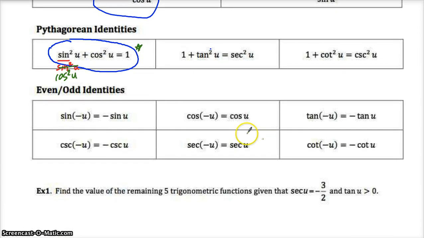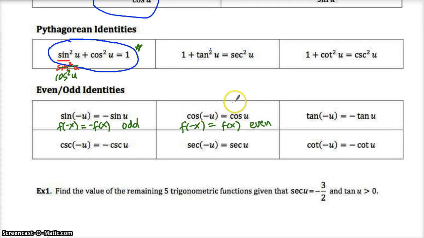Even and odd identities, we will talk more about this, about algebraically how to do it, but if you put in the opposite of x, you're going to get the opposite of y. So if we put in the opposite of x, we get the opposite of y. That's what an odd function is. So a sine function is an odd function. A cosine function is even. When you put in the opposite of x, you get the y just as is. So this one is even.